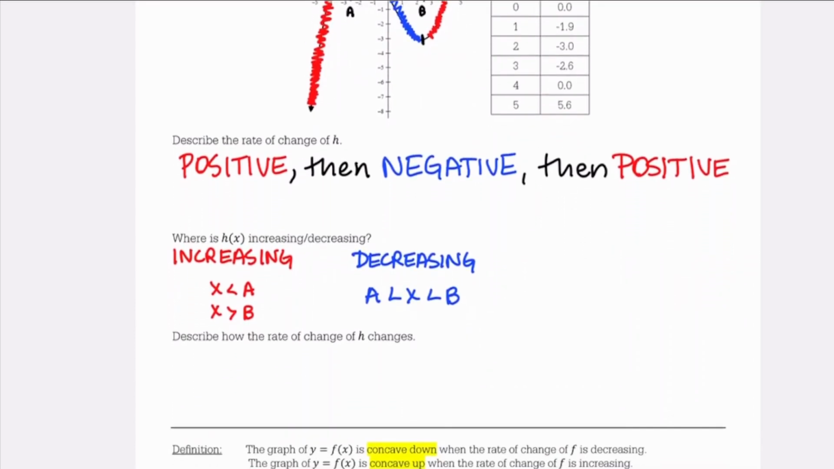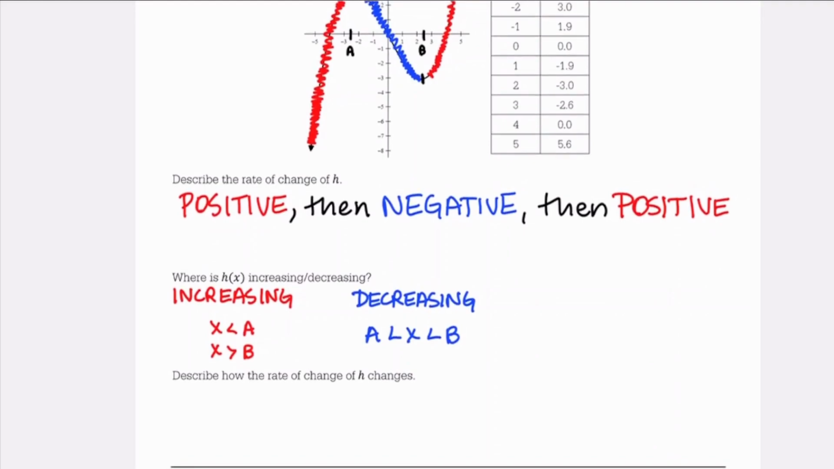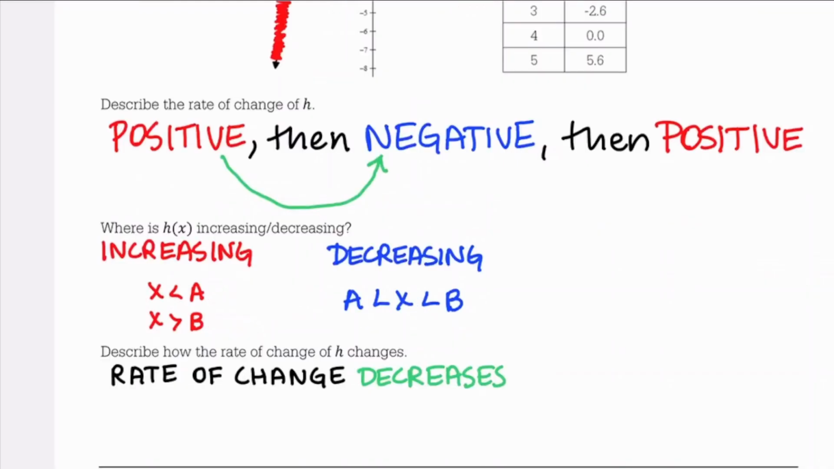And then describe how the rate of change of h changes. So I'm going to go back to two questions before, where it says describe the rate of change of h. I said it was positive, then negative, and then positive again. Think about a number that was positive, and then it became negative. That means it had to decrease. But then when the rate of change goes back from negative to positive, that's going to be an increase. So the rate of change decreases, and then it increases.